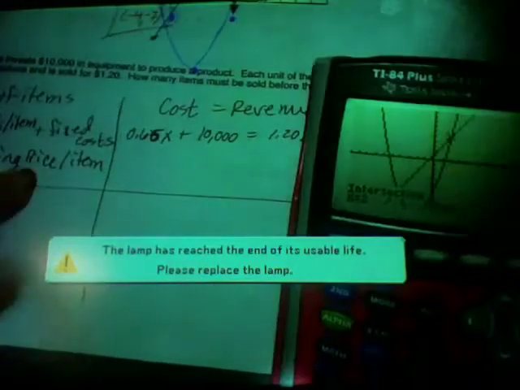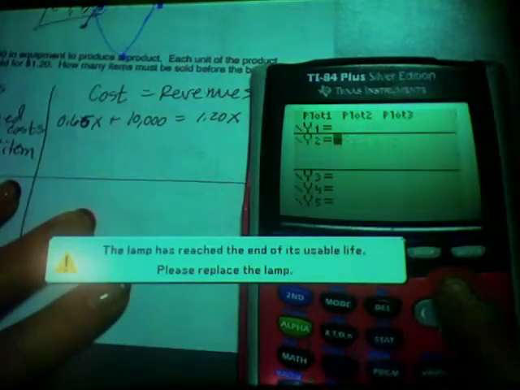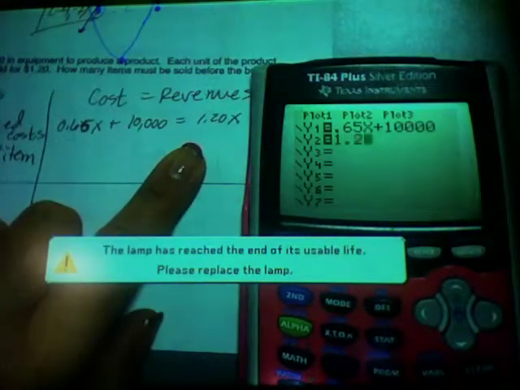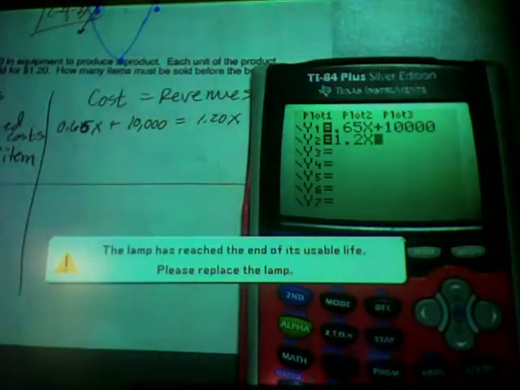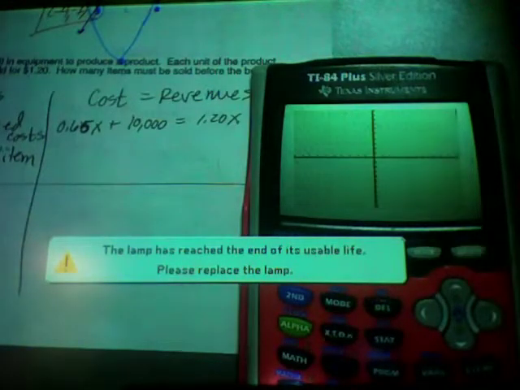If you were to graph it, it's going to look like this. So clear these out. I'm going to put 0.65x plus 10,000, and then here I'm going to put 1.2x. Now we're going to have an issue with our window, aren't we? If we make no items, how much is our cost? $10,000, right? So look at what happens with our window. We're missing a graph, aren't we?